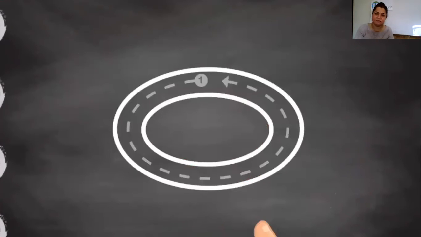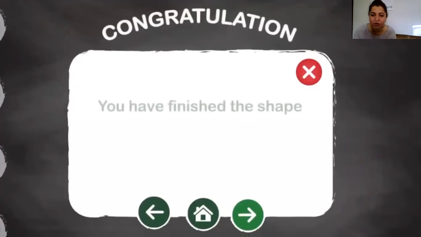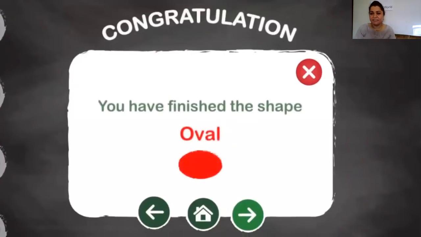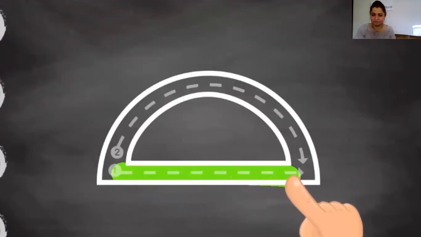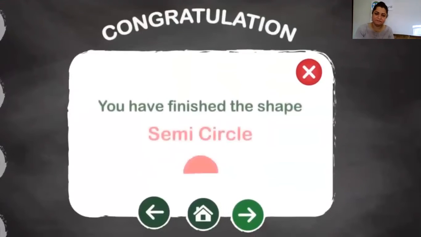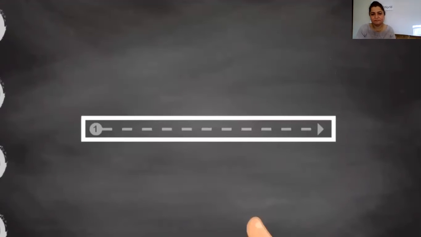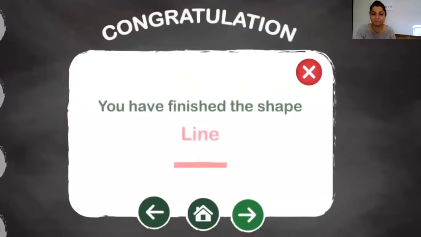Oh, that one is easy. A one stroke. That's an oval. Yay. That's easy too. It's like a D upside down. That's a semicircle. That's a one stroke. A line.